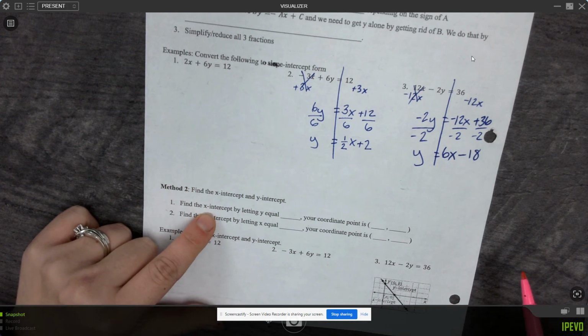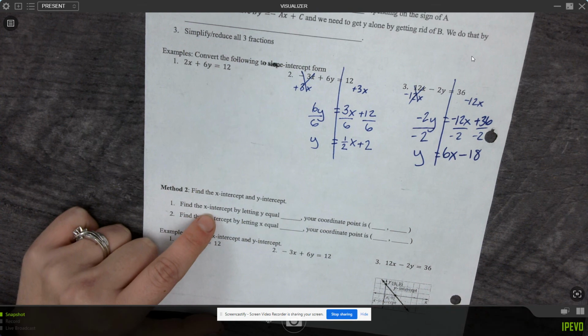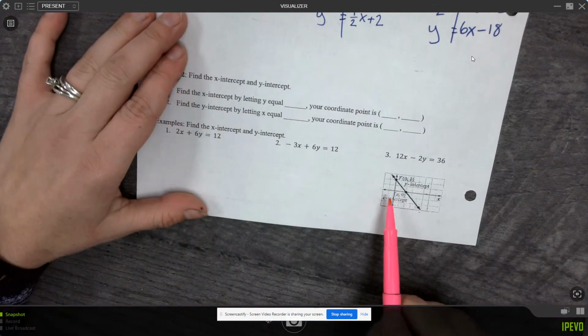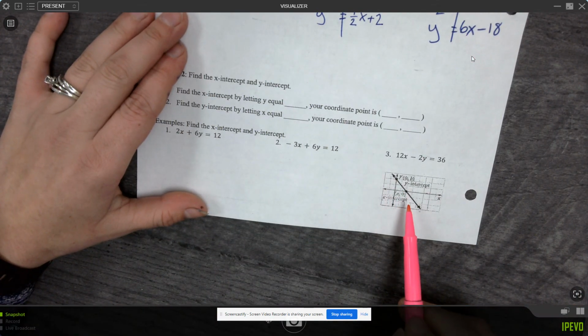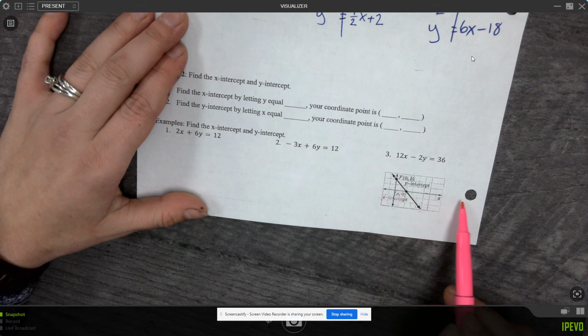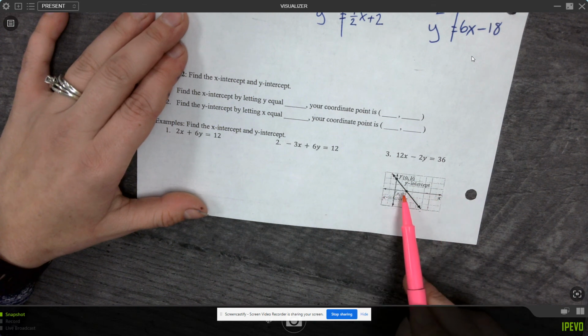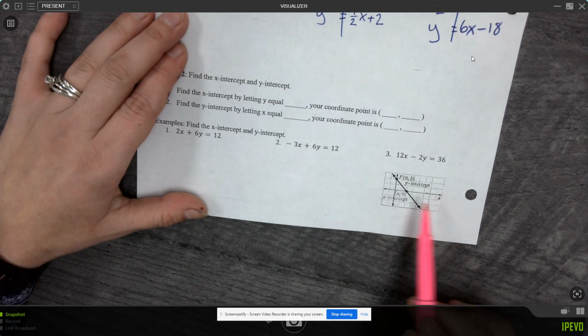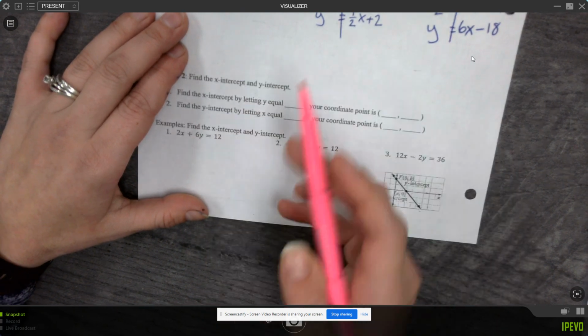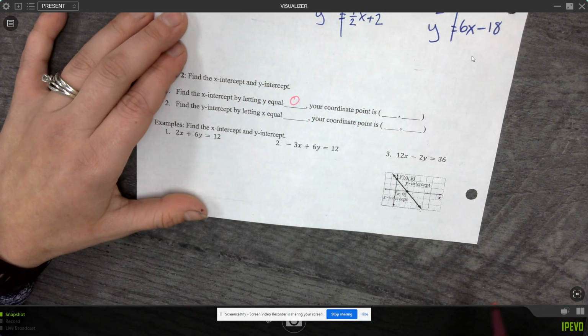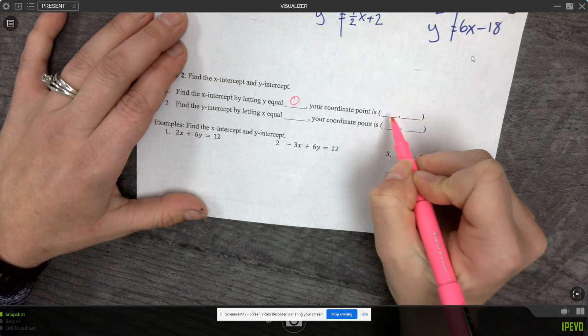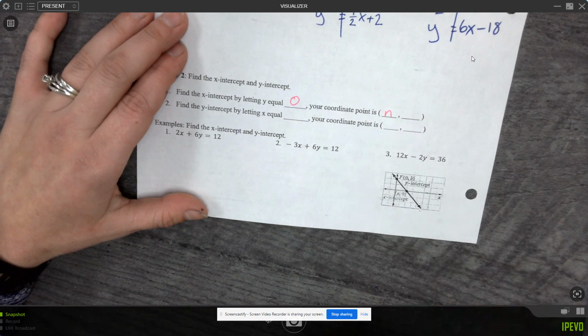An x-intercept is located on the x-axis, right? So when I look at this graph as an example, this is your x-intercept. For all x-intercepts, the y value is going to equal 0 because you're on your x-axis. So to find your x-intercept, you let y be 0. You are going to find your coordinate point, which is going to be some number, comma 0. We're going to find that number.